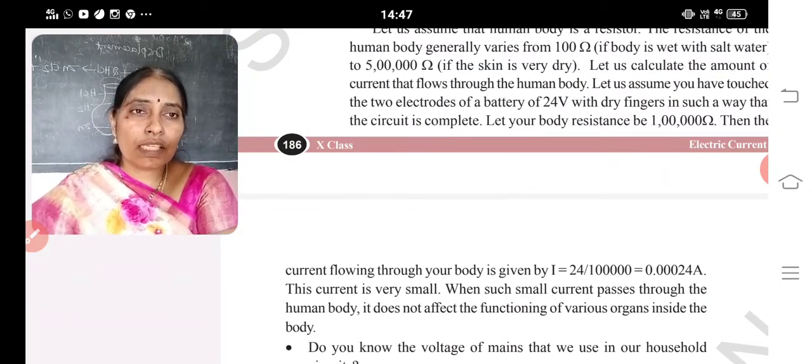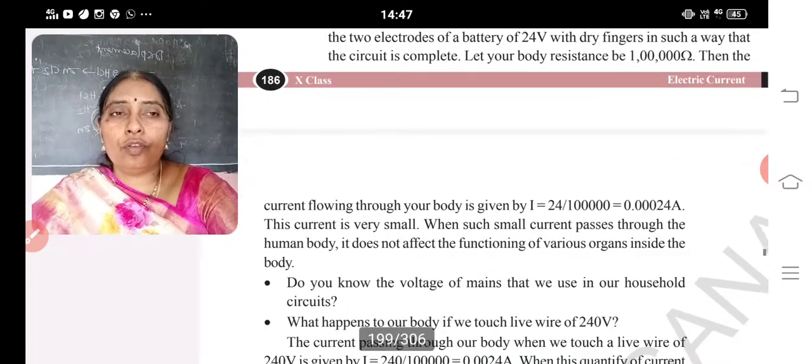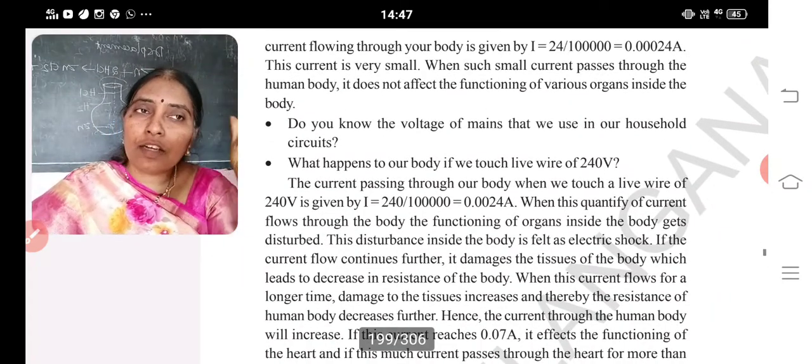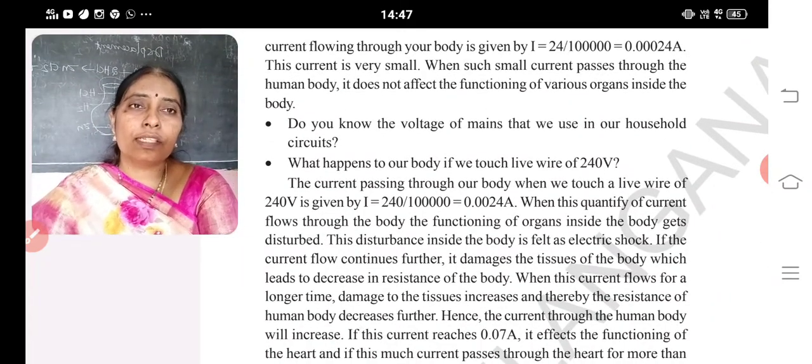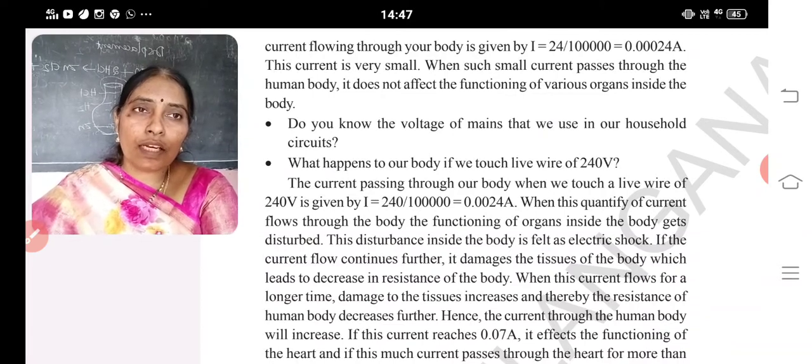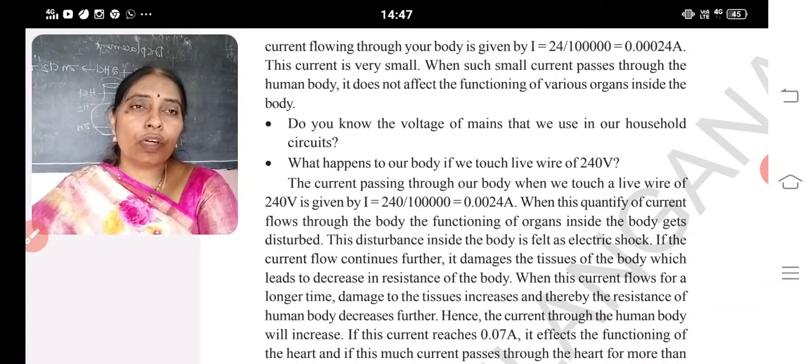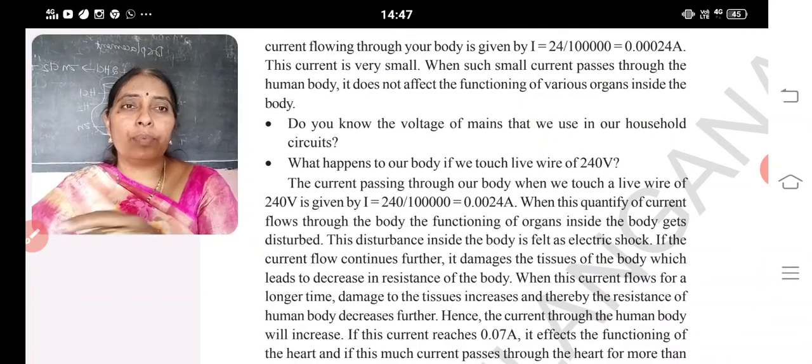The current is very small. When such a small current passes through the human body, it does not affect the functioning of the various organs inside the body. Do you know the voltage of the mains that we use in our household circuits? What is the voltage of that? Live wire is 240 volts. So current is equal to 240 by 1 lakh, which gives 0.002 amperes.